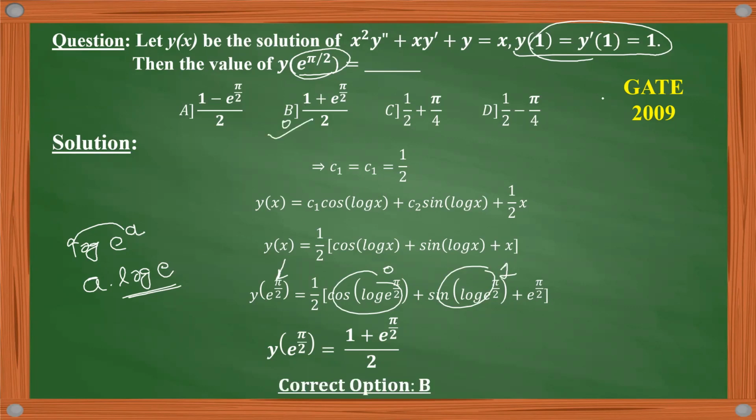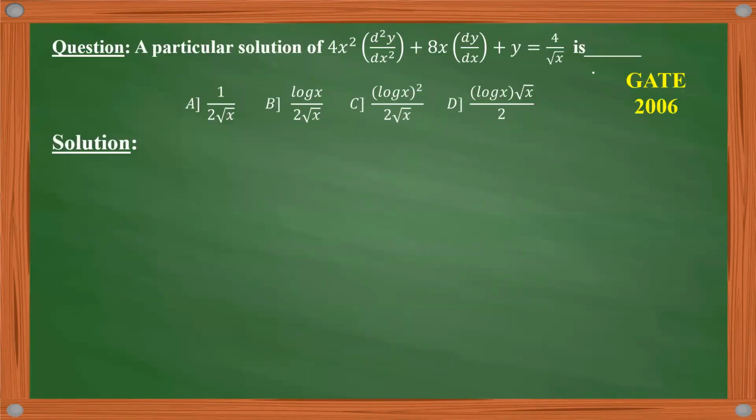Okay, so this question is asked in our GATE 2009 exam. Now let us have one more example related to this method. It is asked in GATE 2006 exam. Now here in this case, we need to find a particular solution, not the whole solution, not the general solution, but a particular solution or particular integral. We can also say that particular integral of this equation.